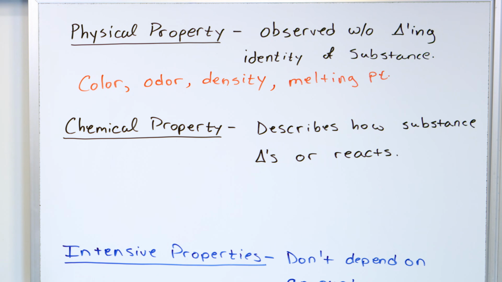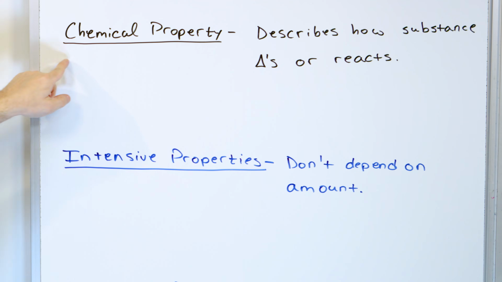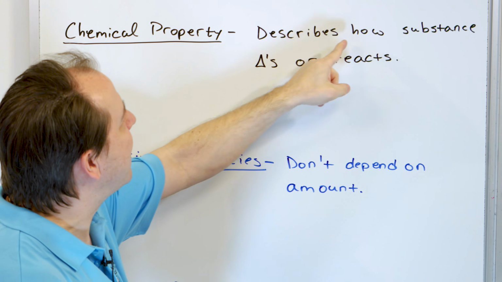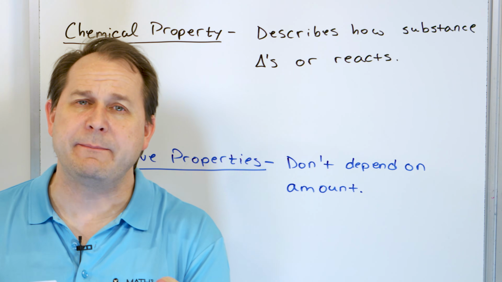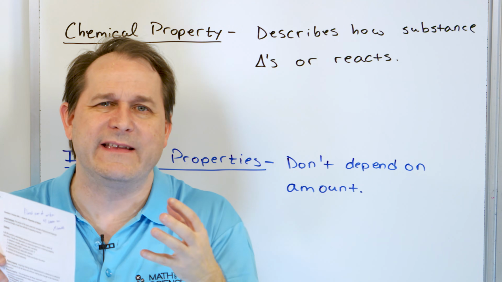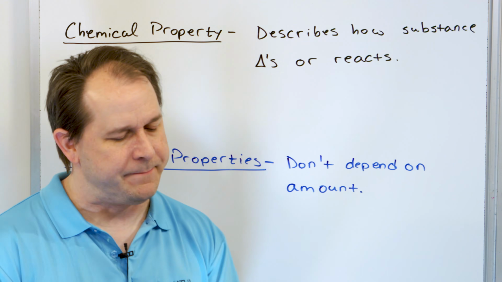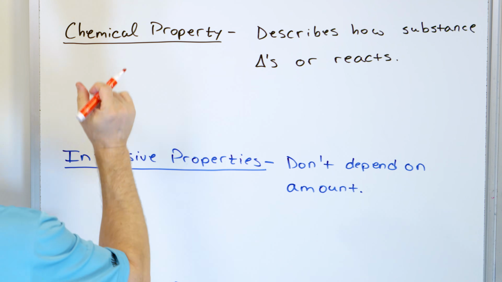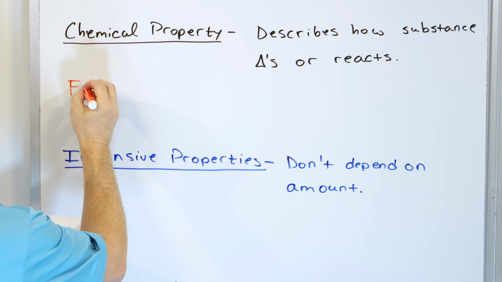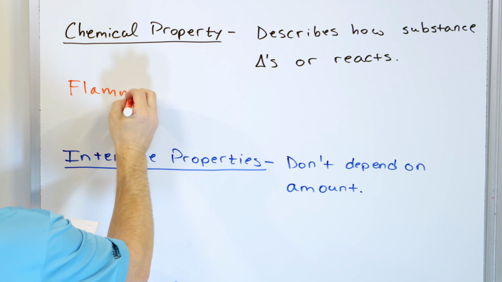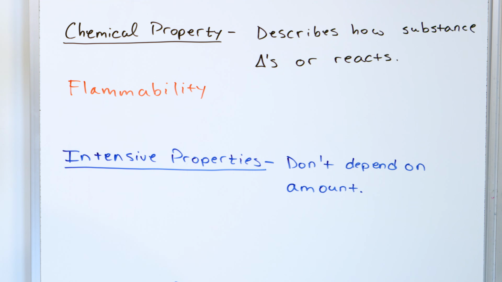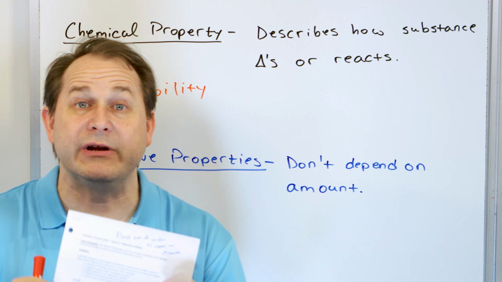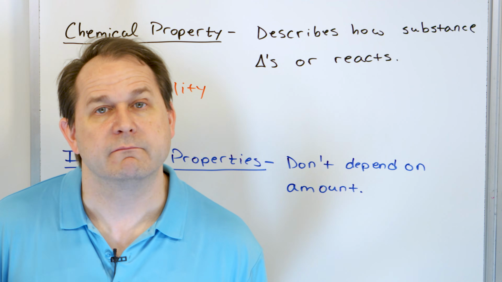Now let's contrast that with the idea of a chemical property. A chemical property is a property that describes how a substance changes or reacts. And when I say changes, I mean some sort of chemical change in the nature of what it is you're talking about. So a good example of a chemical property would be flammability. Some things burn easier than others, right? Paper is going to burn easier than gold, let's say.